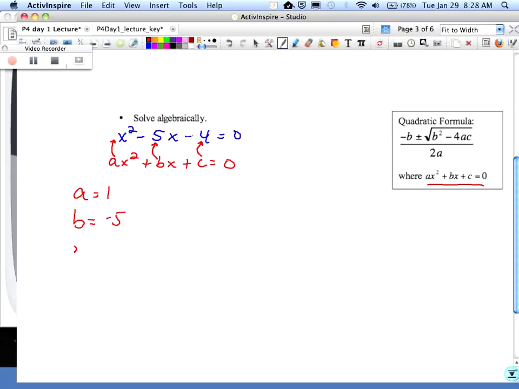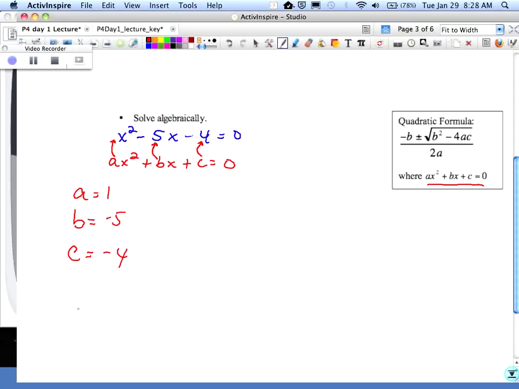If you do not get the quadratic all to one side set equal to 0, you can't use the quadratic formula. A, B, and C. And you need to go in what we call descending order. X squared has to be first, x has to be second, constant has to be third.